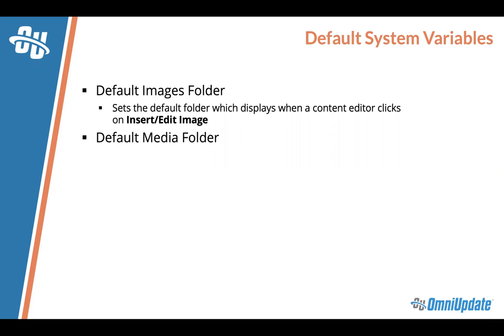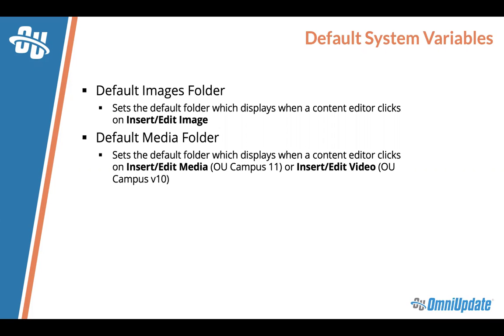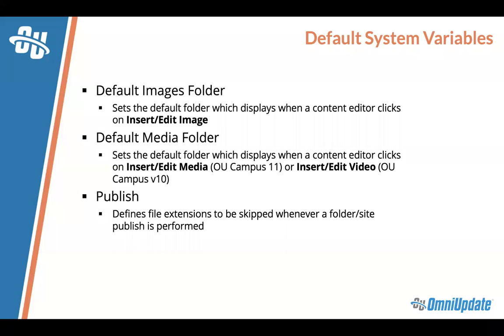Similarly, there's a default media folder. This sets that default folder when the content editor goes browsing on either the insert/edit media button, that's when you're in OU Campus 11, or insert/edit video when you're in OU Campus V10. This is the default location where they're going to be dropped off. And then finally, there is a default system variable for publish, and it allows you to define file extensions that should be skipped whenever a folder or a site publish is performed.